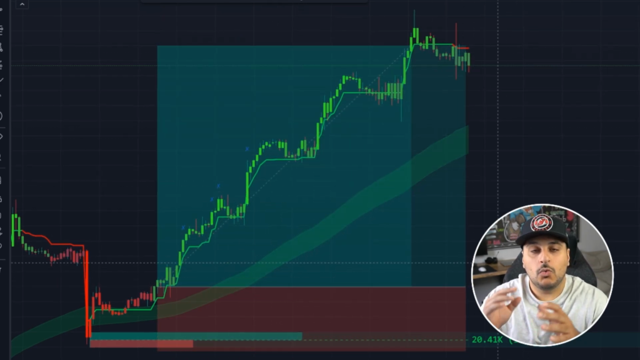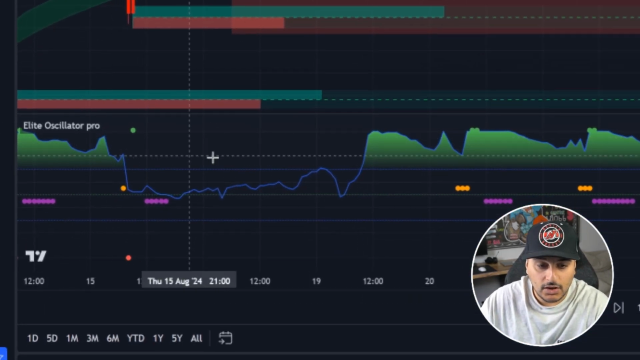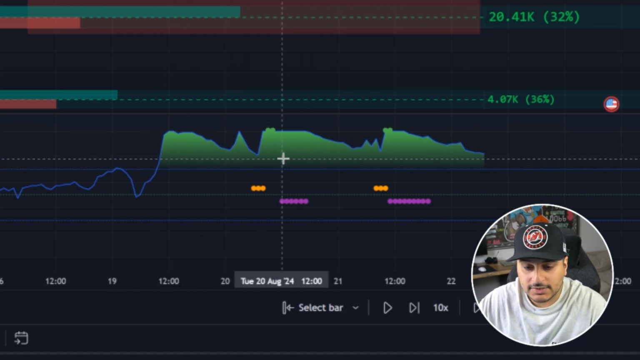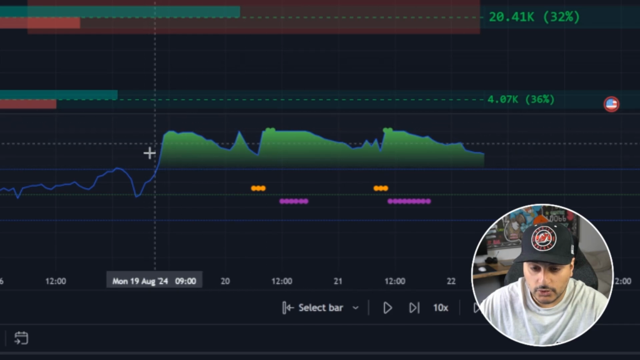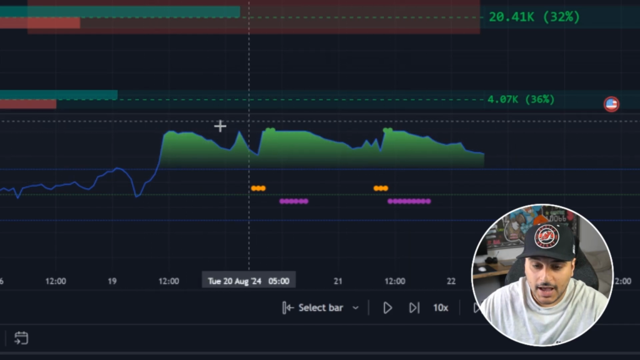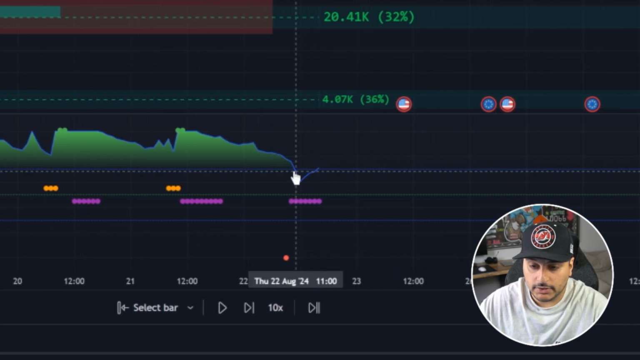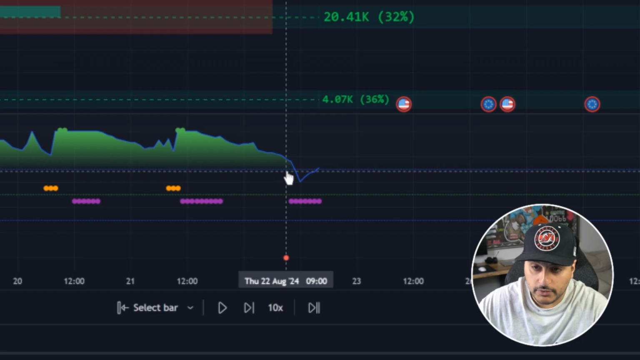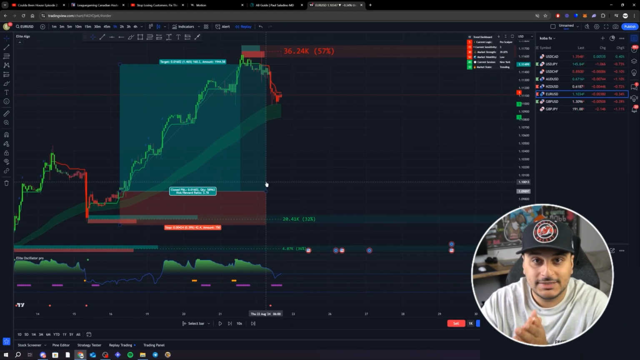Now, one thing I also want you guys to understand is why we're using the Elite Oscillator Pro down here. So the Elite Oscillator Pro shows us that we're in a momentum market when we are in a green zone right over here. And as soon as that green zone disappears, we are going to be turning into a bearish market. So right now, we want to make sure that we've already been exited by this point over here, if that makes sense to you. Let me show you guys more examples so you can understand the strategy fully.